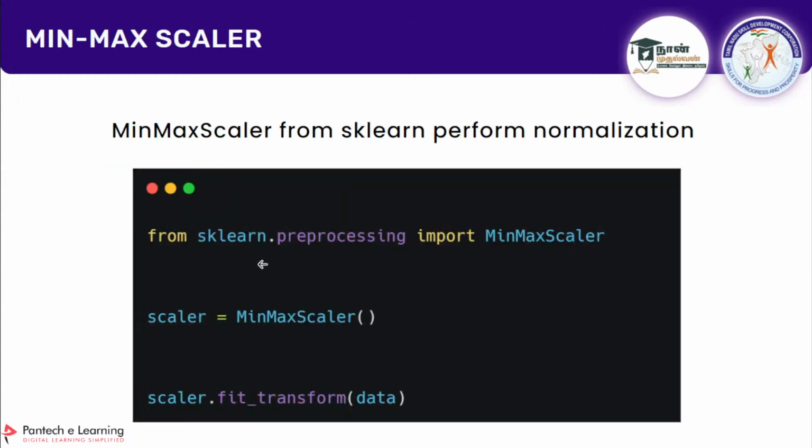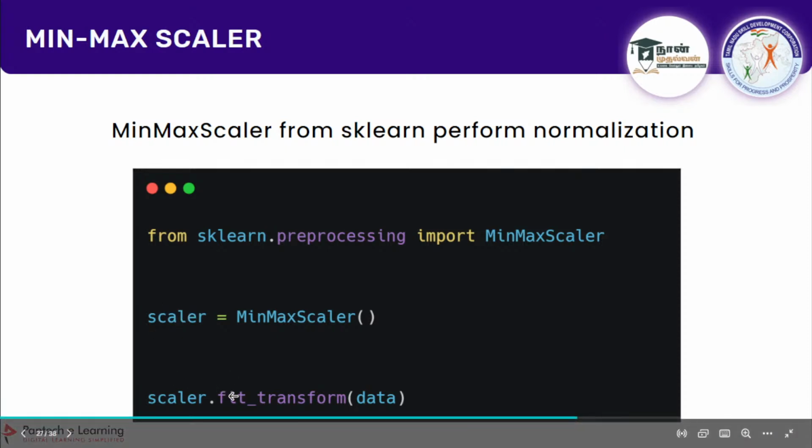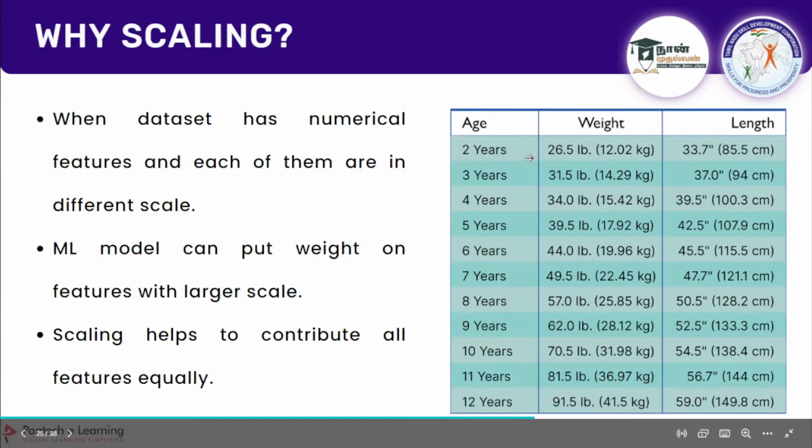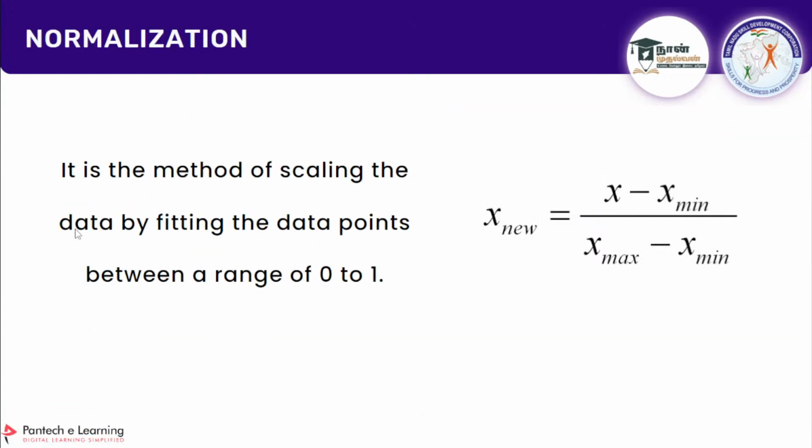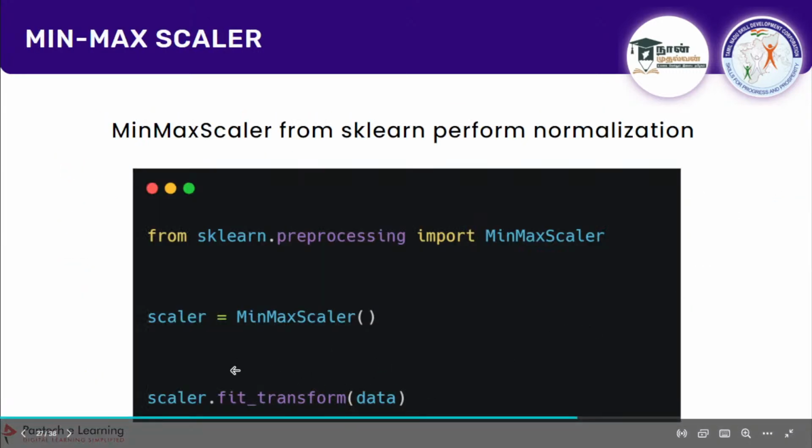So from sklearn.preprocessing, import MinMaxScaler. I have to create an object for it. scaler is equal to MinMaxScaler. Okay, this is a class, so you have to create an object for it. Once you create an object, you can access the functions inside it, which is fit_transform. This fit_transform will take the dataset, do all these tasks, place these points here, and then transform it and give you the output.